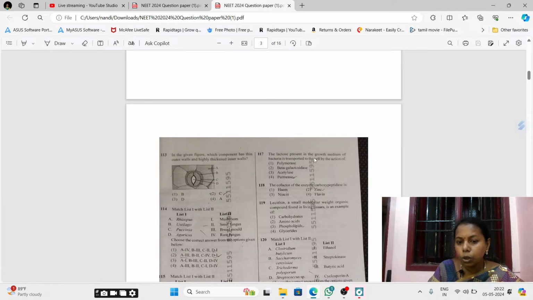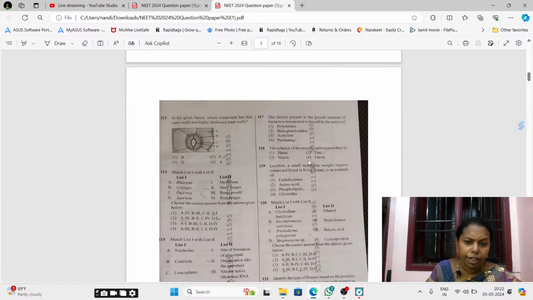117. The lactose present in the growth media of bacteria is transported to the cell by the action of permease, which is in answer 4. The cofactor of the enzyme carboxypeptidase is zinc, which is a biomolecule. It is coming in the cofactor paragraph. 118.